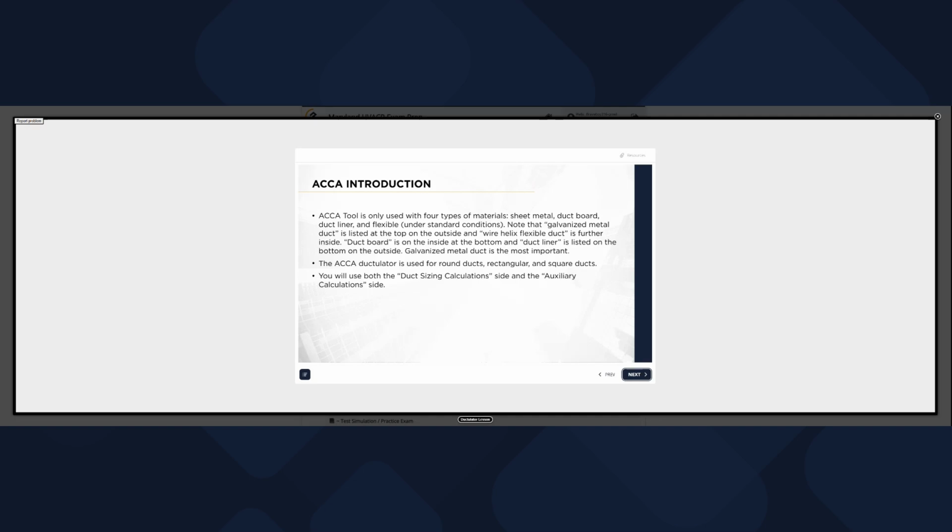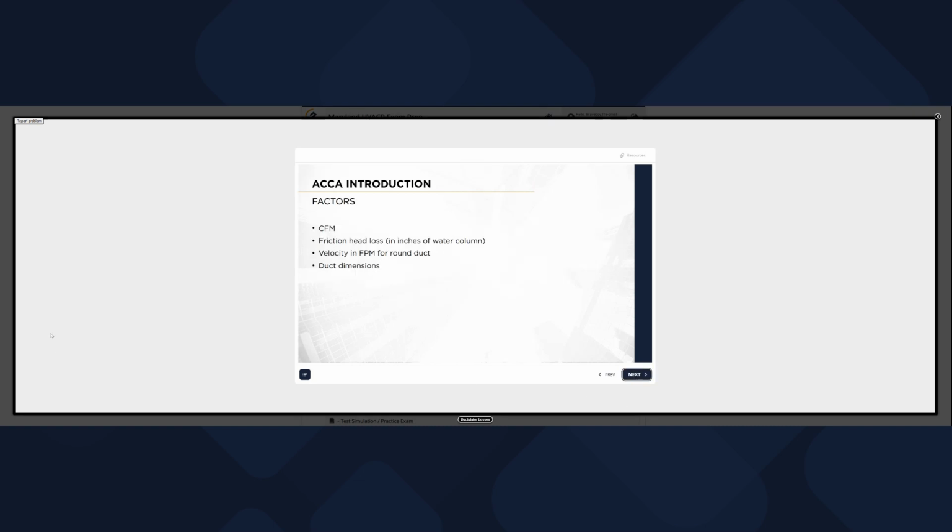The ACCA ductilator is used for round ducts, rectangular, and square ducts. You will use both the duct sizing calculations side and the auxiliary calculations side. Factors. There are several important factors to consider: cubic feet per minute, CFM, friction head loss in inches of water column, velocity in feet per minute, FPM, for round duct, duct dimensions.